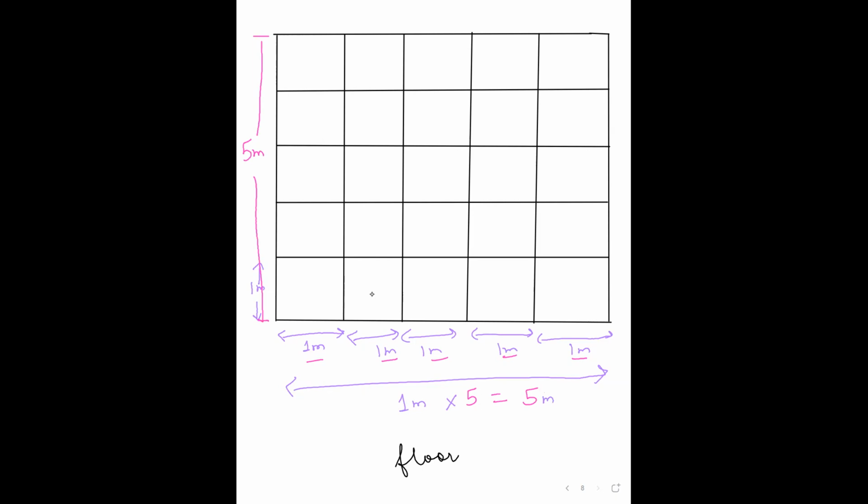Now, can you calculate the number of tiles? What is the number of tiles here? 25, right? We have 25 tiles. How did you calculate that? You did 5 into 5? Yes. So number of tiles is equal to 5 tiles this way and 5 tiles that way, is equal to 25 tiles.